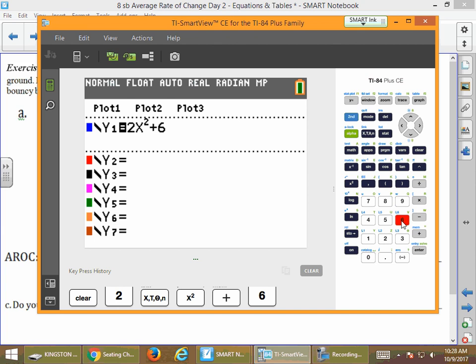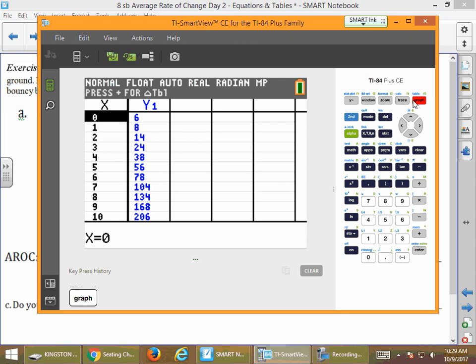If you're using the Inspire, the calculator that has a mouse, you have to press enter now. Those of us using the calculator that I have on the screen, we don't have to press enter. What we want to look at is the table. And to get to our table, we're going to press second and then the graph button, which takes us up to the blue feature on the graph button, which says table.